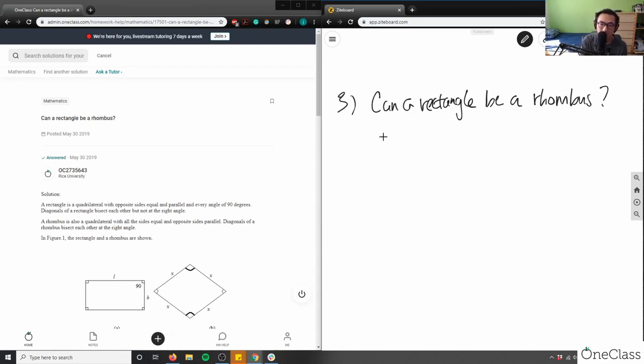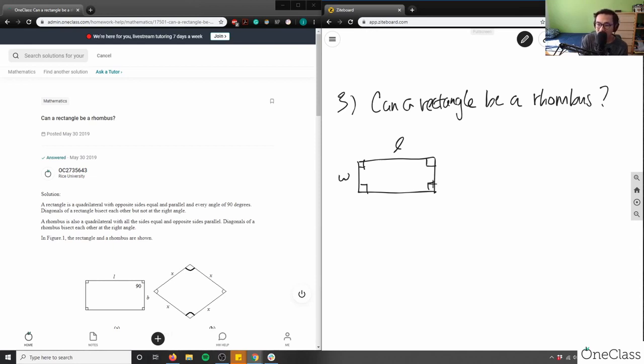And let me just draw a rectangle for you. They actually drew it out here, which is nice, but I'll draw it out for you as well. So here's my rectangle. Remember, this is a rectangle. I have some length and some width, right, and these are all 90 degrees.